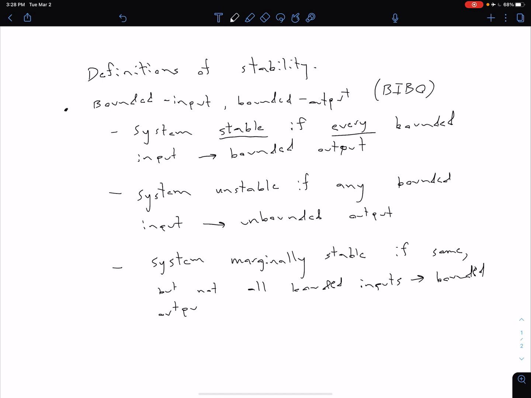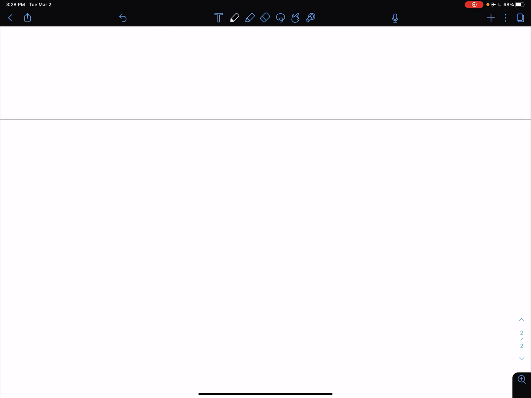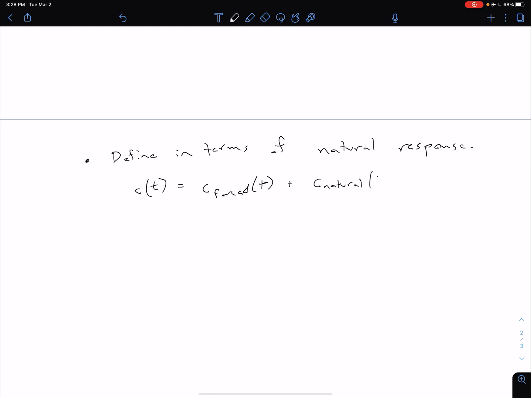I think these definitions using bounded input, bounded output can be a little bit confusing. So another way that we can define this is based on our natural response. Personally, this way makes a little more sense to me, but I know that's not the case for everybody. So let's also define in terms of our natural response. Recall that in general, if we have some output that is a function of time, it's going to be the sum of our forced response and our natural response. Both of those are also functions of time, so we have c_forced(t) and c_natural(t).